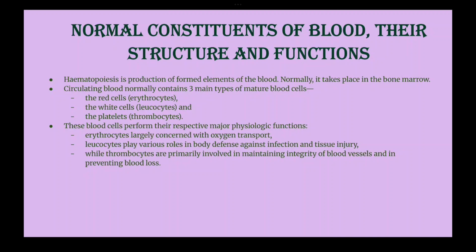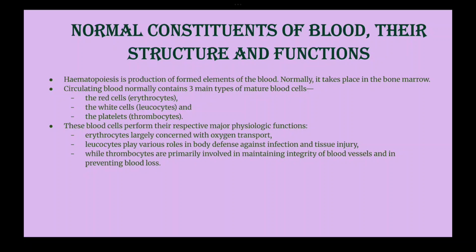Circulating blood normally contains three types of mature blood cells, which are red blood cells, white blood cells, and platelets. Red blood cells are also called erythrocytes, white blood cells leukocytes, and platelets thrombocytes. These blood cells perform various physiological functions. Erythrocytes are involved in oxygen transportation. Leukocytes are involved in the body defense mechanism or immunity. They act against infection and tissue injury. Whereas thrombocytes are involved mainly in blood clot formation and maintaining the normal blood flow inside the blood vessels, thereby preventing blood loss as well.